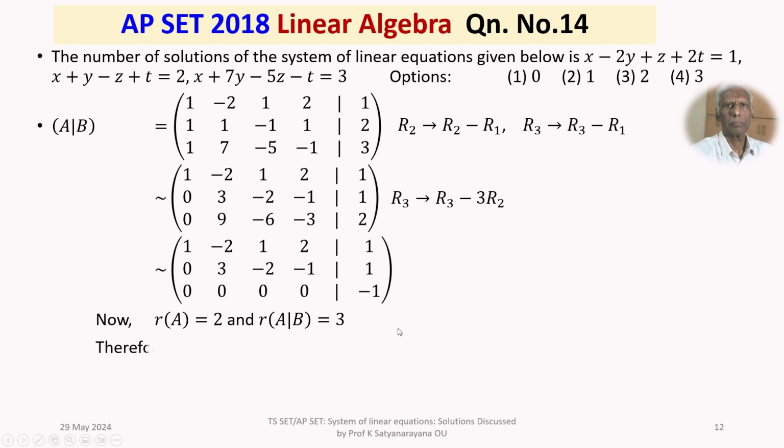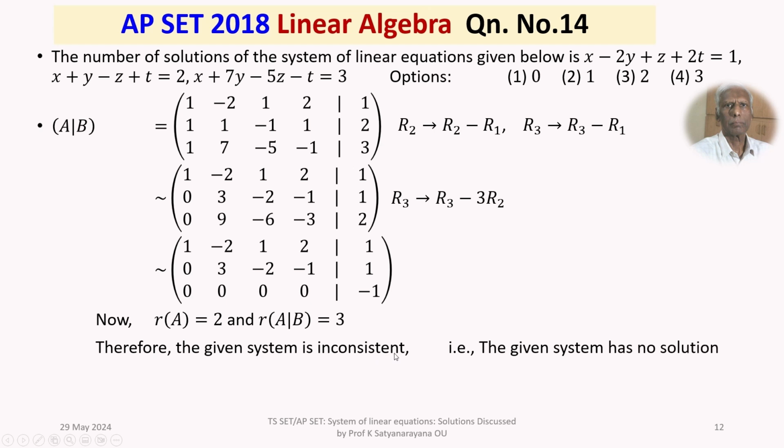They are not equal. And the given system is inconsistent because they are not equal. The given system has no solutions. What is the question asked to us? The number of solutions we have to find. The given system has no solutions. Therefore, how many solutions are there? 0. That is, the number of solutions of the system is 0.